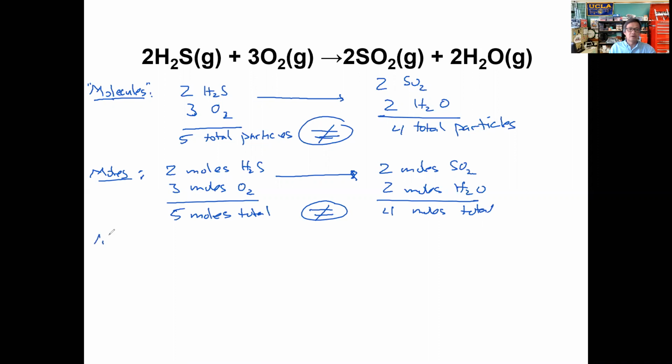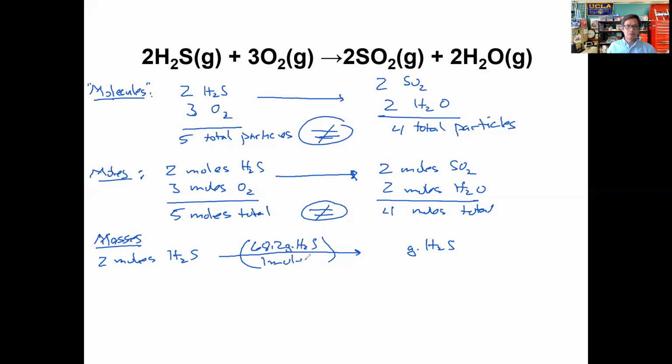This is where we have to calculate. For the first two, we didn't have to calculate. We can just take it directly from the balanced equation, but we do have to calculate here. So let's do the calculation. If we start out with 2 moles of H2S, we're going to convert to grams of H2S. The molar mass we plug in is 68.2 grams of H2S over 1 mole of H2S.